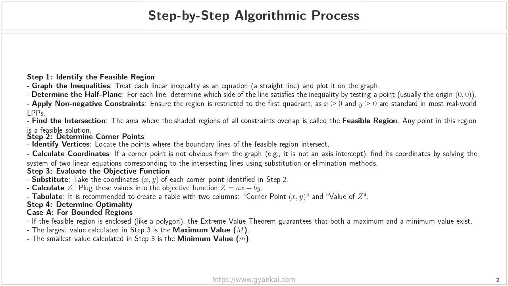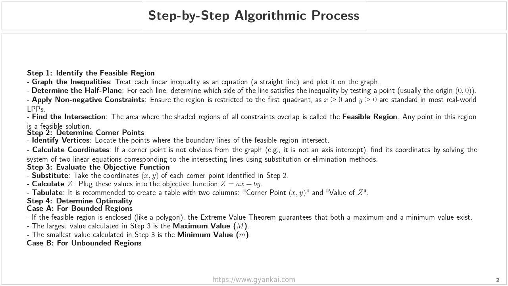In this case, simply look at your table. The largest value you calculated is your maximum value, M, and the smallest is your minimum value, m. However, be careful with case B, for unbounded regions. If your region extends infinitely, a maximum or minimum might not actually exist.